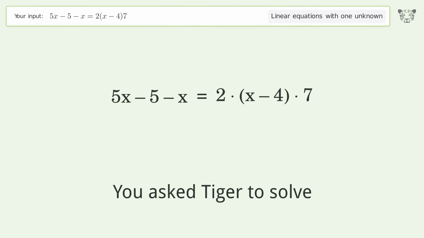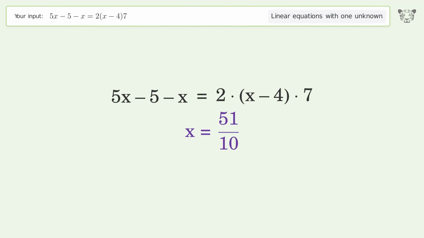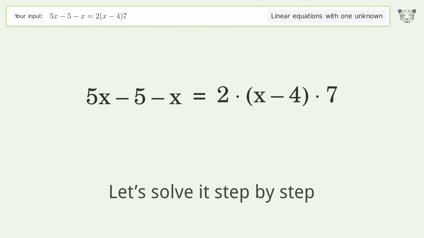You ask Tiger to solve. This deals with linear equations with one unknown. The final result is x equals 51/10. Let's solve it step by step.